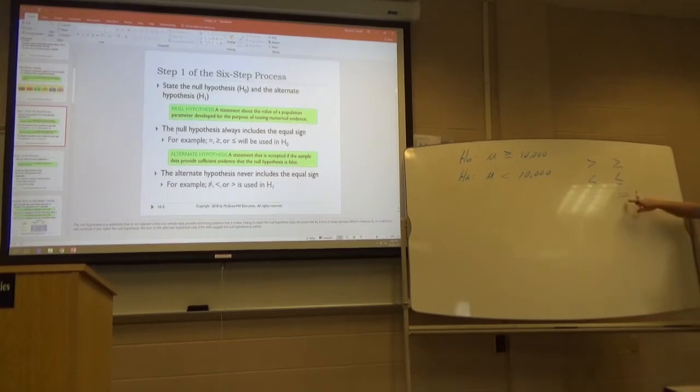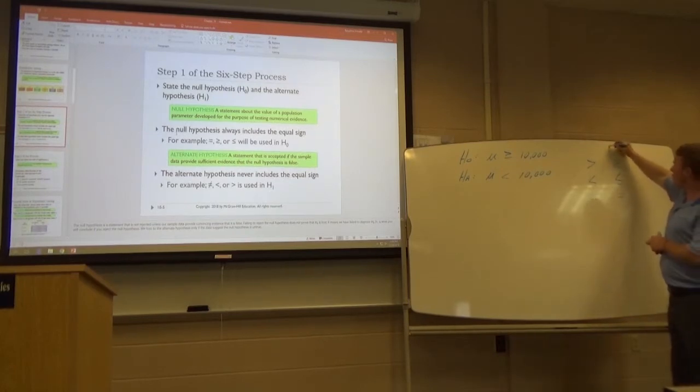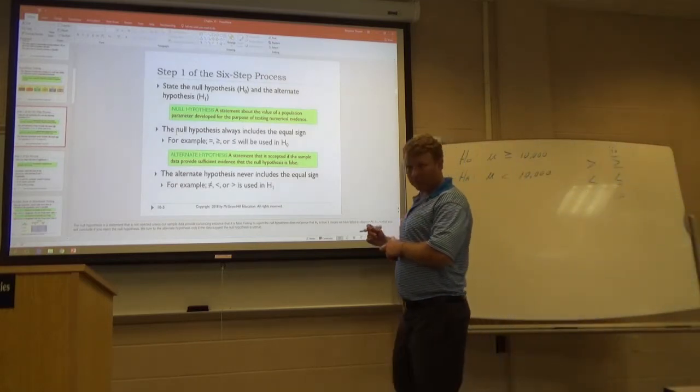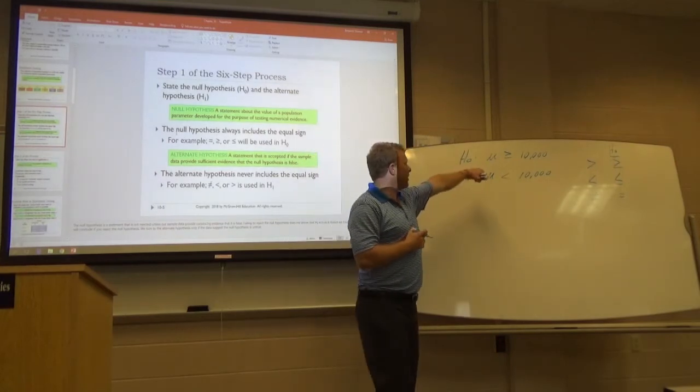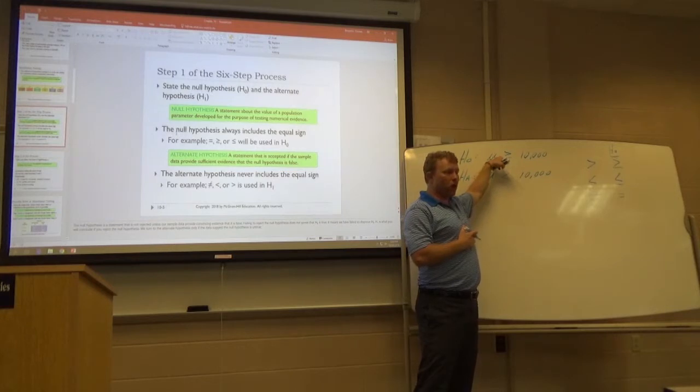Okay, so do you see how there's equality represented in each one of these? The equal sign is represented in some way in each one: greater than or equal to, less than or equal to, or just straight up equal to. This is always going to be the H0, the null hypothesis. It is going to have one of those three. Notice right here we're saying that the mean is greater than or equal to 10,000 cars.